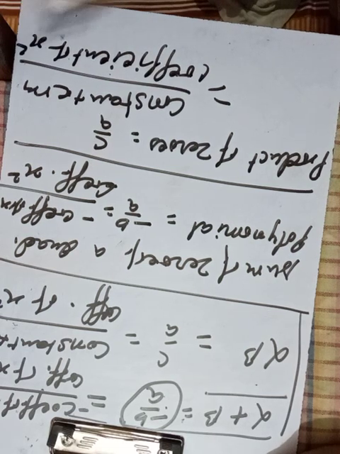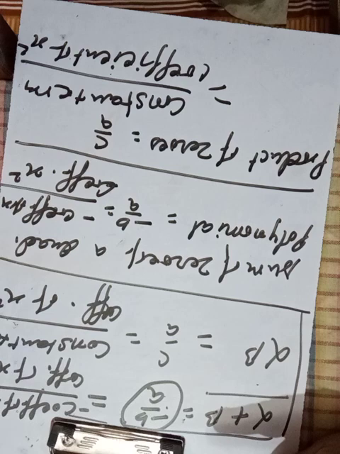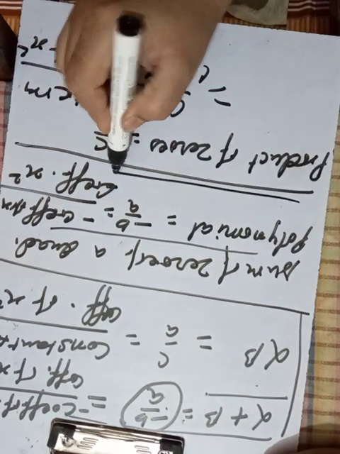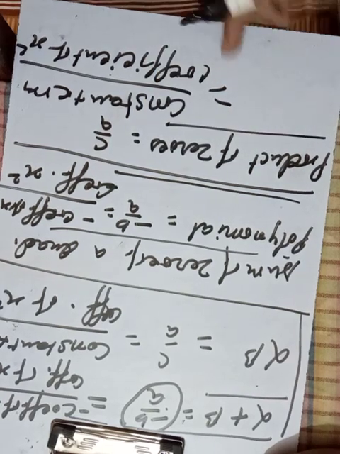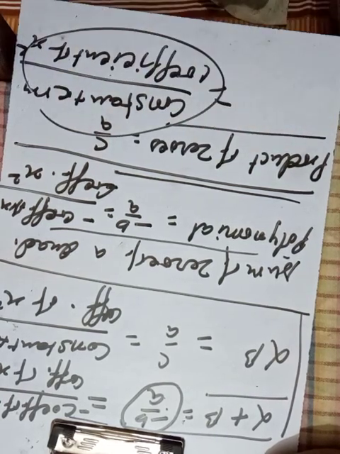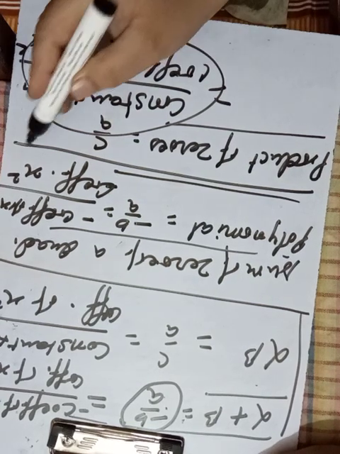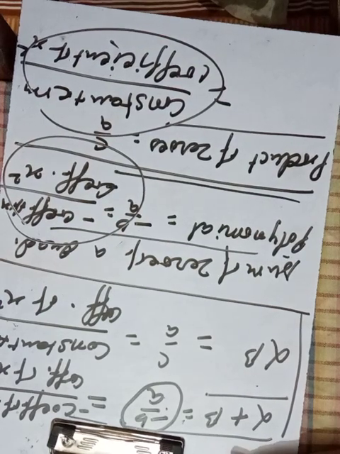Now what you have to do, in this whole chapter, is find the zeros and verify the relation of the zeros. What is the relation of the zeros? We have to find the sum of the zeros and the product of the zeros, and check whether the product equals the constant term by the coefficient of x square, and whether the sum equals the negative of the coefficient of x by the coefficient of x square or not.